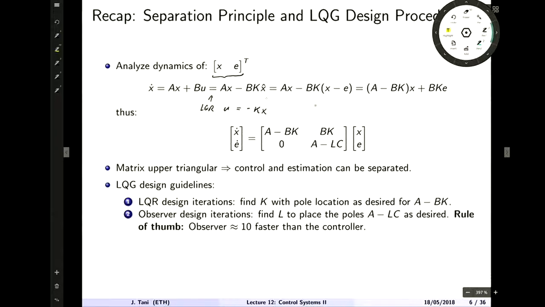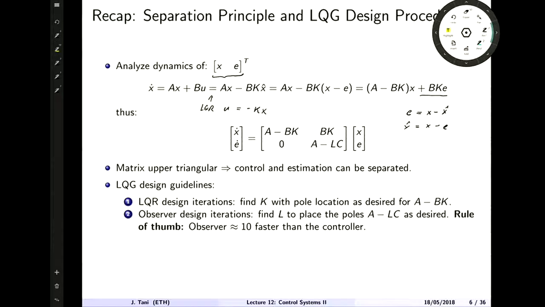Okay, now we have x hat. We know that E is x minus x hat, so x hat would simply be x minus E. So we plug that in here, and we can pull out the x, and then we get an additional term BKE, right? So we plug it into the matrix, and then we have the final dynamics of x and E combined.